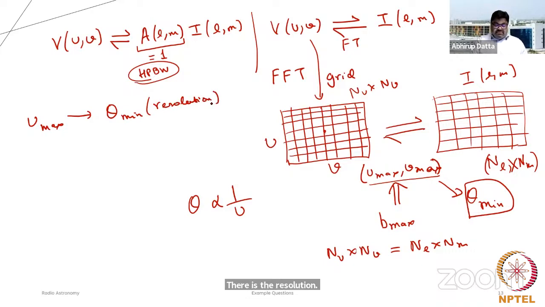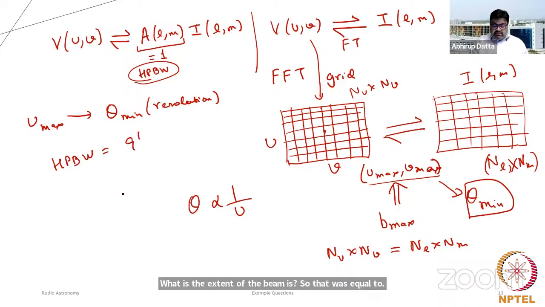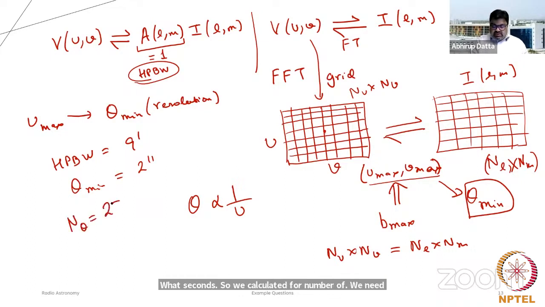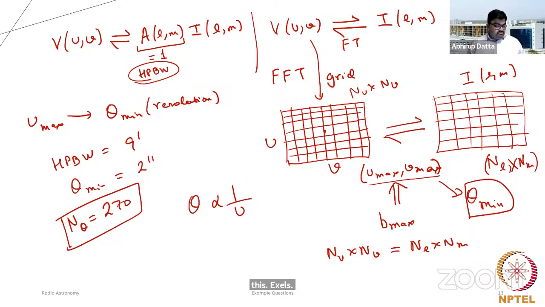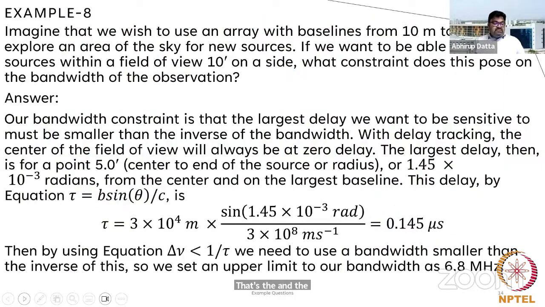We considered the Nyquist sampling, so we made it twice of that. And then with that, we know what the extent of the beam is. So that was equal to 9 arc minutes, and theta min was equal to 2 arc seconds. So we calculated the total number of pixels we needed is 270 to image this. Okay. That's the easiest way to understand this one. Questions?